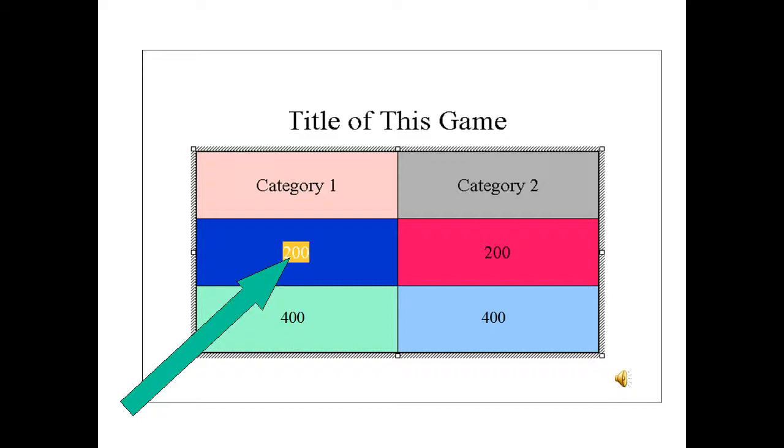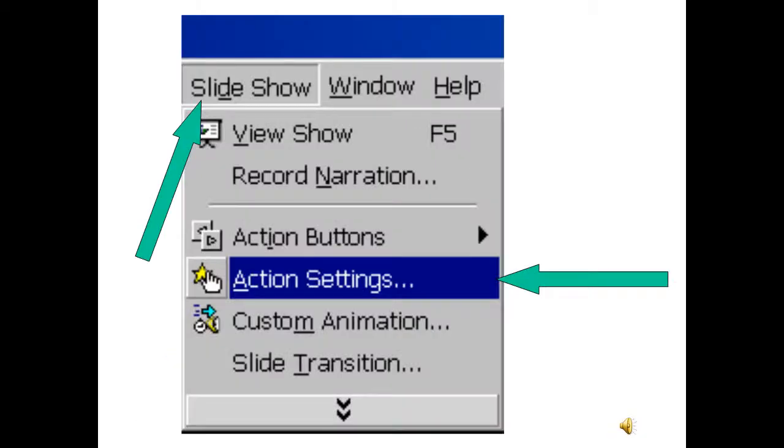Step 28. 1. Now you are going to link the main slide of the game to each question slide. To do so, first, go back to the main slide of the game. 2. Then, mark the number of the box. Step 29. Go to slideshow, and then action settings.